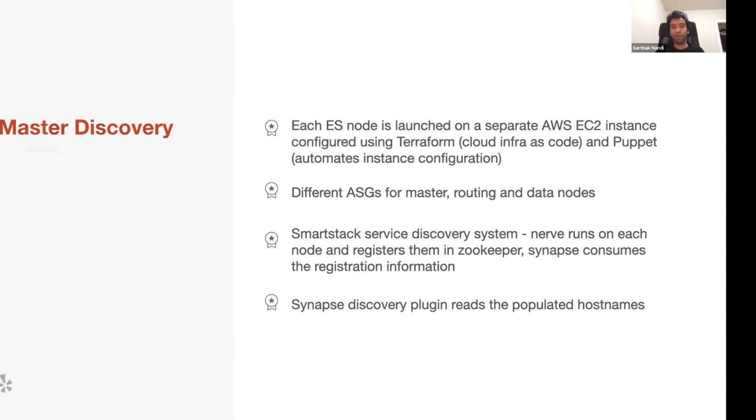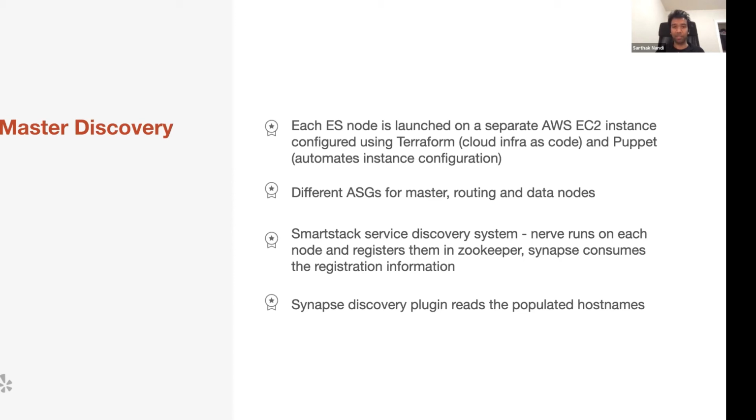At Yelp, we launch each Elasticsearch node on a separate AWS EC2 instance. The instance is configured using Terraform and Puppet. In case you're not familiar with these tools, Terraform is a tool that lets you maintain your cloud infrastructure as code. And Puppet is a tool that lets you automate the configuration of the instances. So we specify our EC2 instances, autoscaling groups, AMIs, tags, etc. in Terraform. And we apply Terraform.